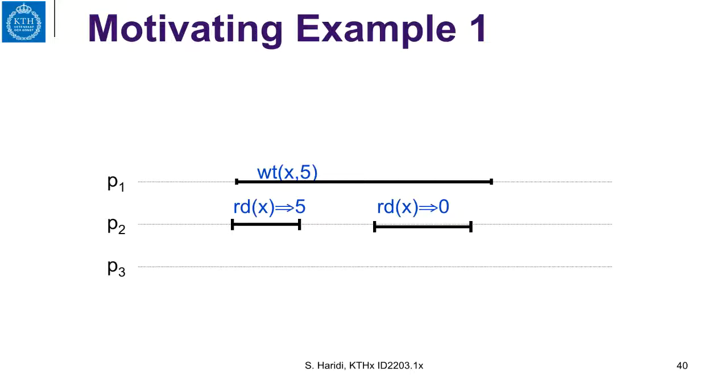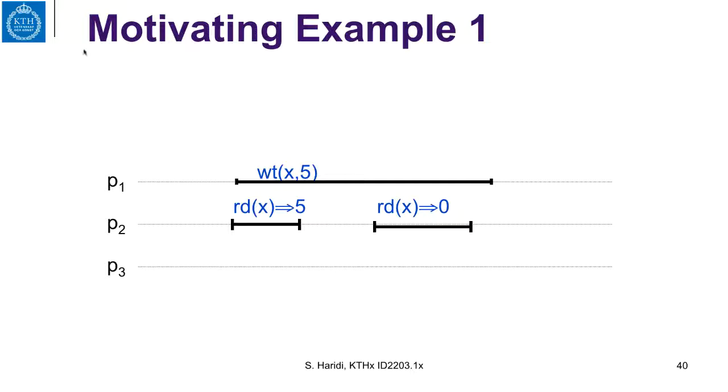Let us now compare the various consistency conditions for regular registers, sequentially consistent registers, and linearizable registers. So we'll go through some examples, and then we will define some properties of sequential consistency and linearizability. So here is the first example. We have an execution here.